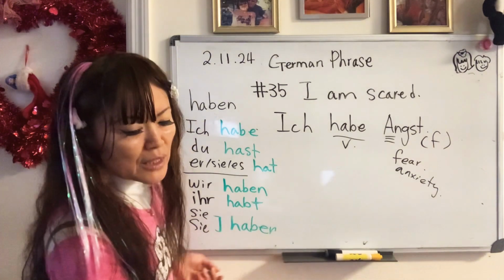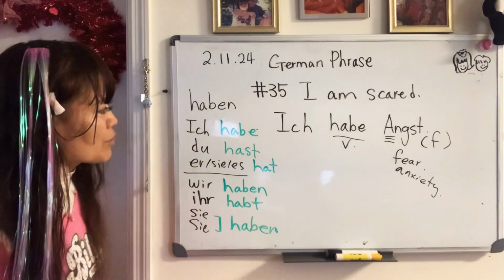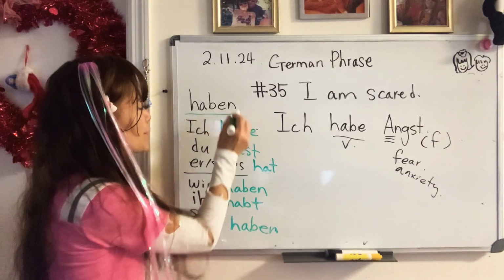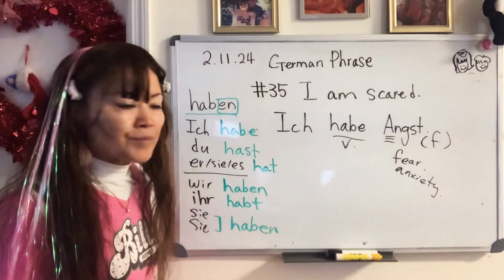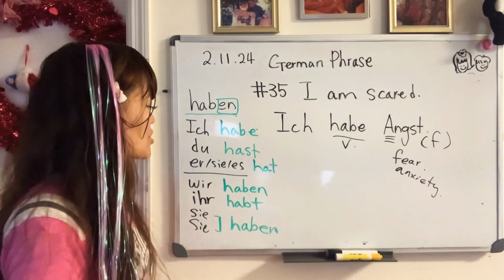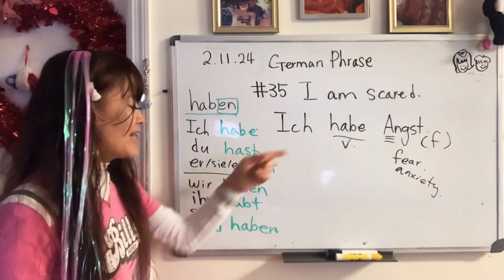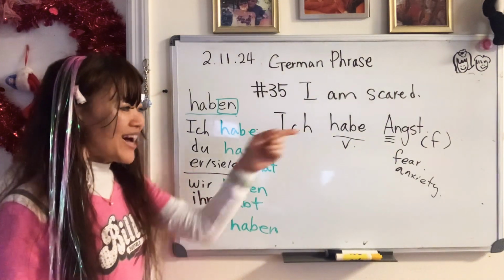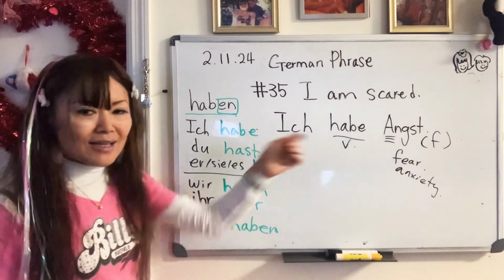If I have any mistake, please let me know, but everything should be correct. Haben is the infinitive. Most of the time, the infinitive ends in -en. So ich habe Angst. Du hast Angst. Er hat Angst. Wir haben Angst. Ihr habt Angst. Sie haben Angst.